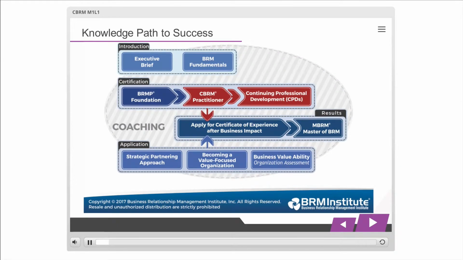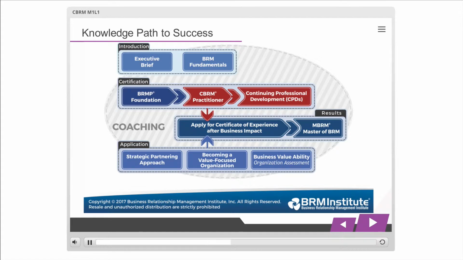On your screen, you can see the BRM Knowledge Path to Success. The Knowledge Path to Success enables you to see where you are on your learning path. You have completed the BRMP Foundation course and are now on the path to be a CBRM practitioner. You can also see the paths you can take after this course, for example, continuing professional development or applying for a certificate of experience.